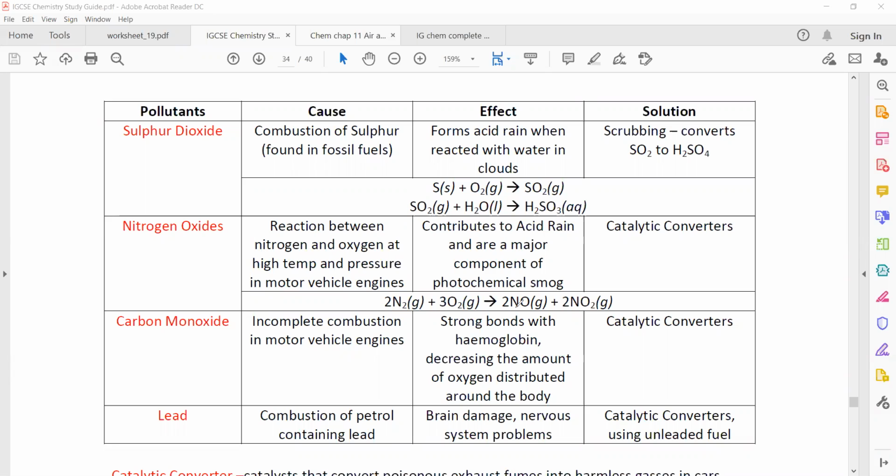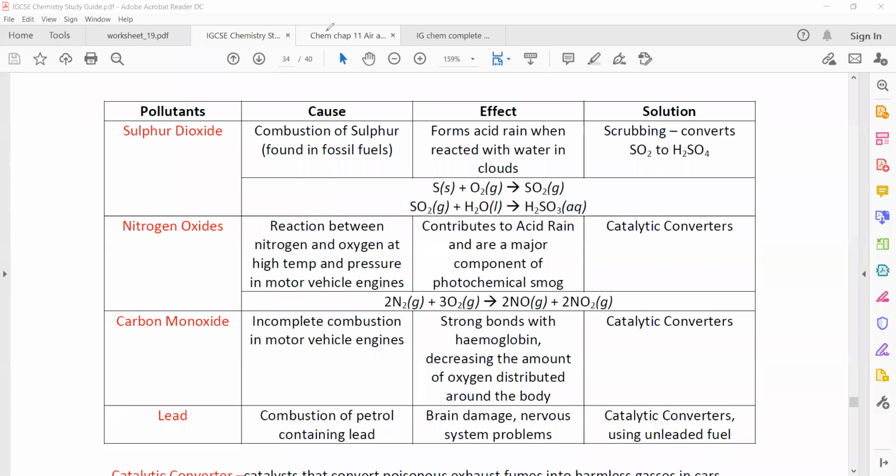Lead compounds: lead is not initially present. It is added to the fuel because fuel is a volatile liquid. Volatile liquid means it has a low boiling point, so it can easily vaporize. So leaded fuels are used to increase the boiling point, or reduce the volatility. But what is the effect? It can damage the brain or nervous system. And how can we overcome this? Using a catalytic converter, and using unleaded fuel, the fuel which does not have lead.